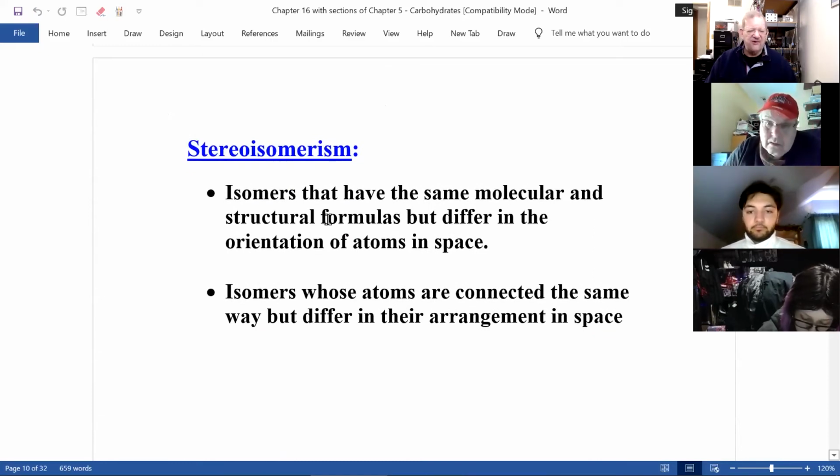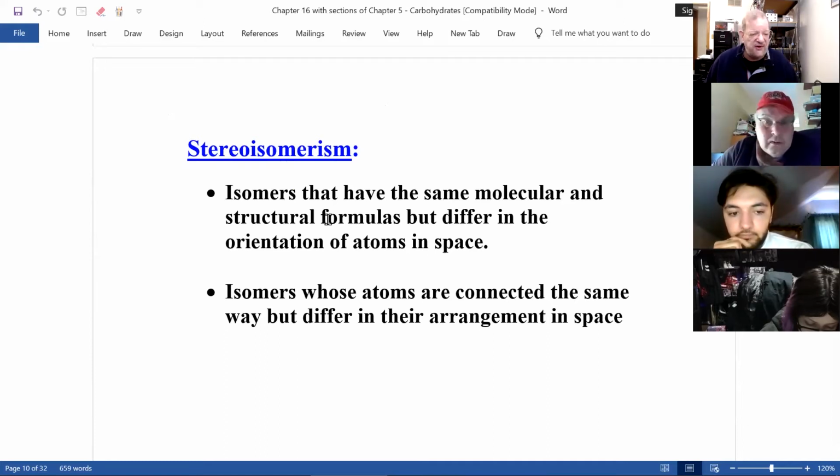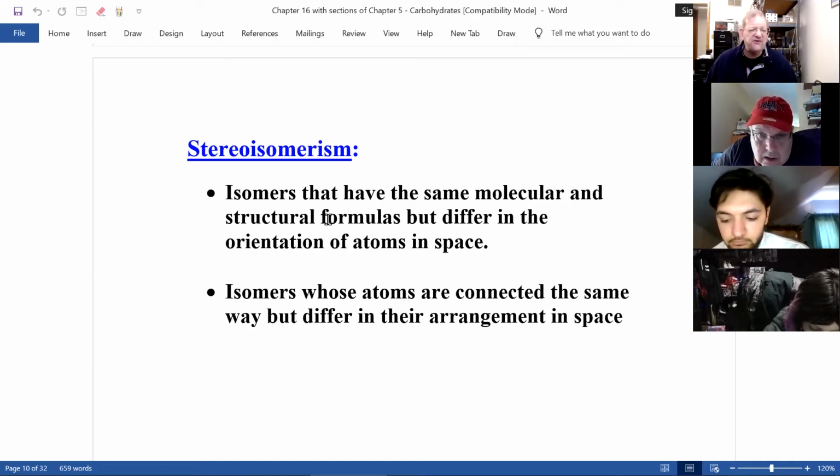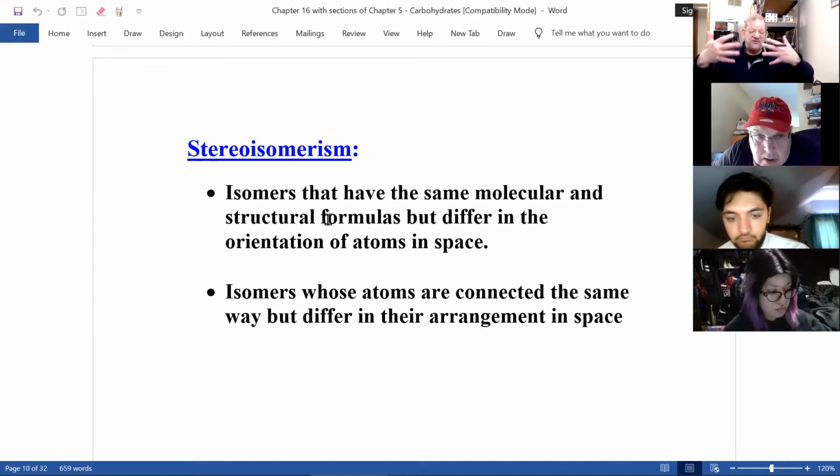Now, something I haven't really talked about, and the switch is off for this definition, but it's something I'll be discussing in a little while, so you'll need to know. There's something called stereoisomers. Those are isomers. Now, an isomer is different molecules that have the same molecular formula but can have different structural formulas, but a stereoisomer is isomers that have the same molecular and the same structural formulas, but differ in their orientation of atoms in space. That's why it's called stereo.